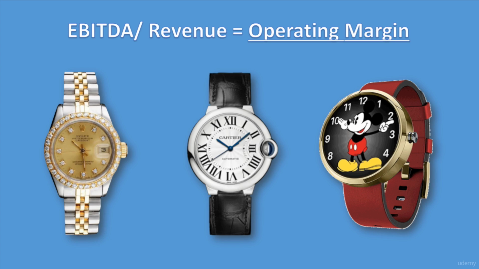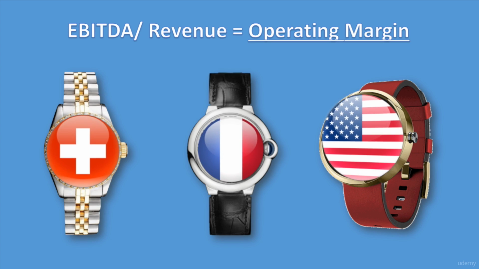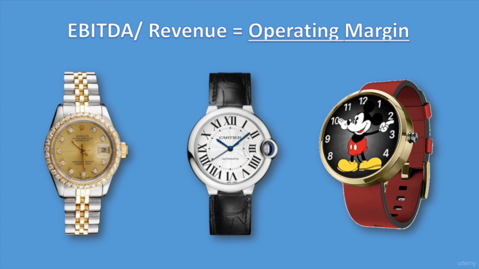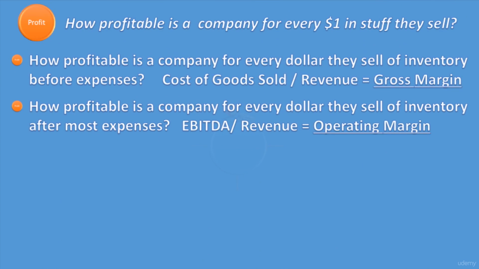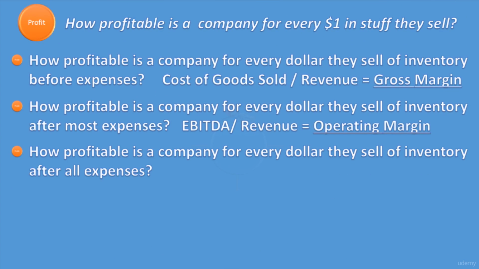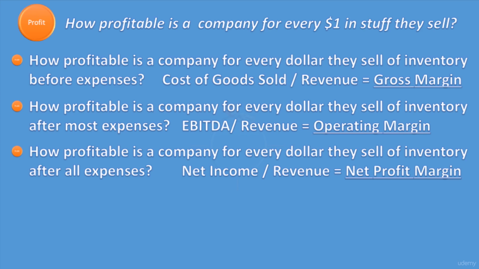So, for example, you've got Rolex in Switzerland, you've got Cartier in France, and you've got Mickey Mouse in the United States. You can compare all 3 of them using EBITDA to revenue. Cool. So next up, how profitable is a company for every dollar they sell of inventory after all expenses? That is net income divided by revenue, net profit margin. It's right at the bottom of the income statement.